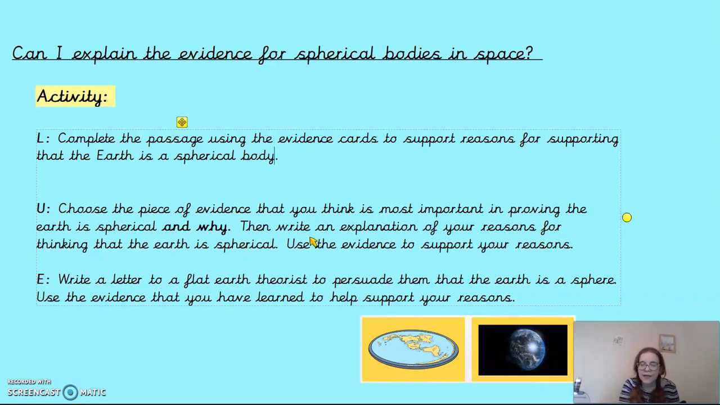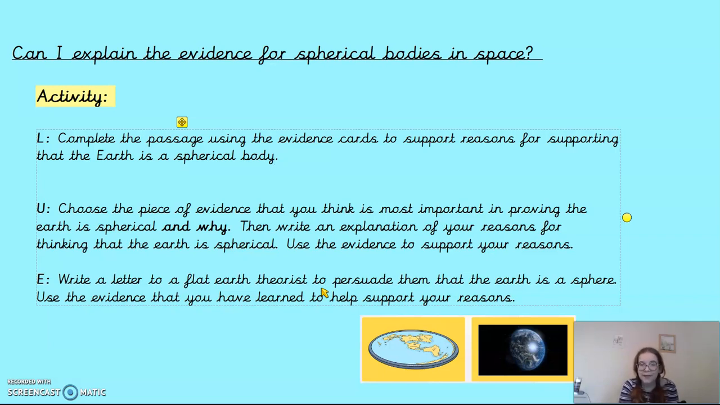And finally, a little juicy, spicy challenge for you today. If you're exploring, can you write a letter to a flat Earth theorist to persuade them that the Earth is a sphere? Use the evidence that you have learnt to help support your reasons. So you are writing a lovely, polite, formal letter to someone who believes that the Earth is flat, and you are going to give them the evidence about why you think they should believe, like you do, that the Earth is a sphere.